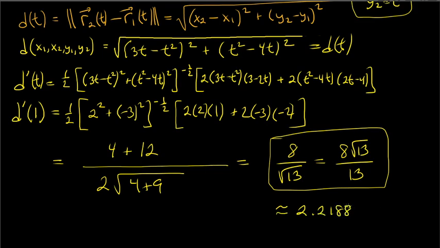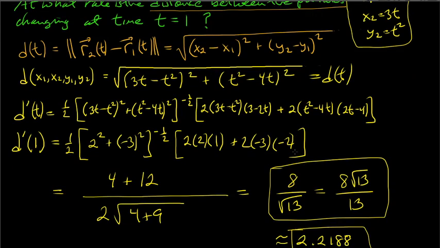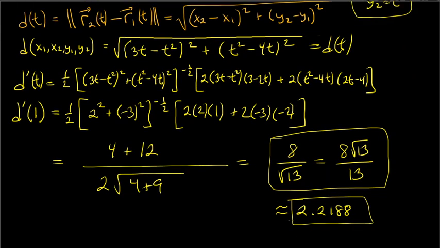Right, again, distance over time. So meters per second, miles per hour, feet per second, doesn't matter. So that's the approximate. Right, so that's the rate of change of the distance between the two particles. So at that time, the particles are getting further apart, right? This could have been a negative number, in which case the particles are getting closer together. The distance will be decreasing.